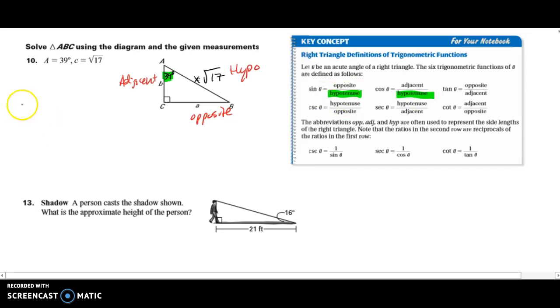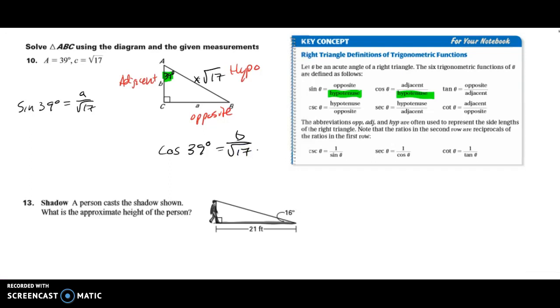So we have the sine of 39 degrees is equal to the opposite, which is A, over the hypotenuse, which is root 17. And then we're going to use the cosine of theta to solve, which is 39 degrees. And that's going to equal the adjacent, which is B, over the hypotenuse. Okay, and then I'm going to put these in my calculator. So sine 39 is 0.629. So 0.629 over 1 is equal to A over root 17.